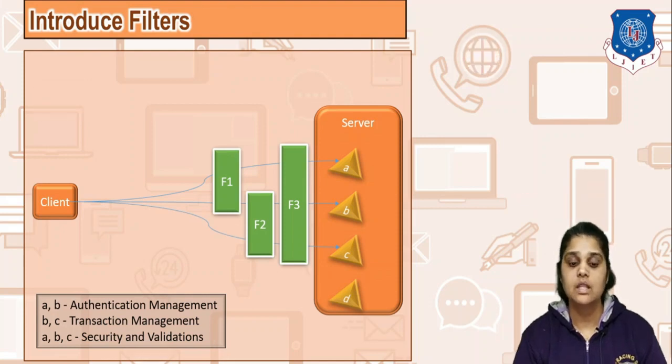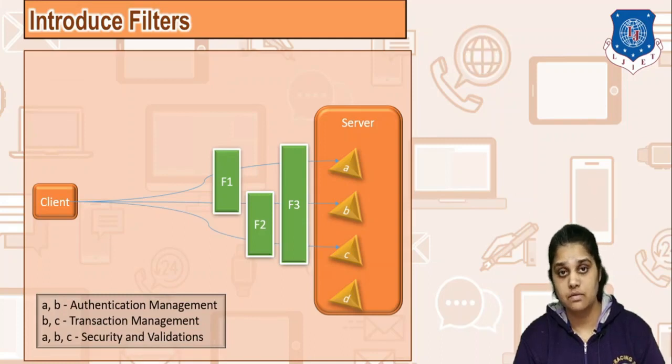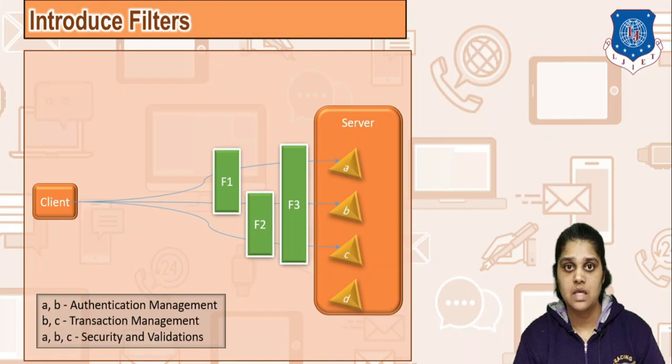The beauty of this scheme is, if your client is sending a request to servlet A, it compulsorily passes through 2 different filters, filter F1 and filter F3. If your client wants to access servlet B, it compulsorily passes through 3 filters, that is F1, F2 and F3. And if a client is moving on to servlet C, it passes through a total of 2 filters, that is F2 and F3.